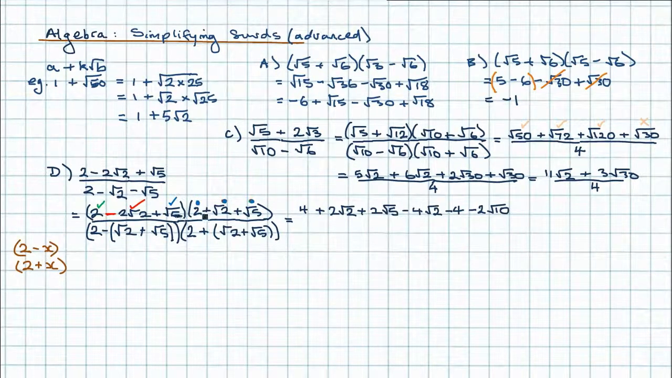So root 5 times 2, well that's going to be 2 root 5, so plus 2 root 5. Root 2 times root 5, well that's going to be root 10. And we've got root 5 times root 5, so we've got plus 5. And we're done. That long string there is when we've multiplied out those 2 brackets in the numerator, and it's nice to get that done. So let's now draw our fraction bar.